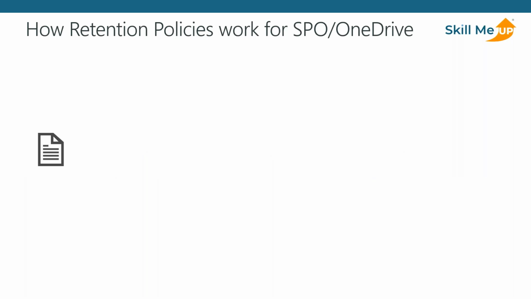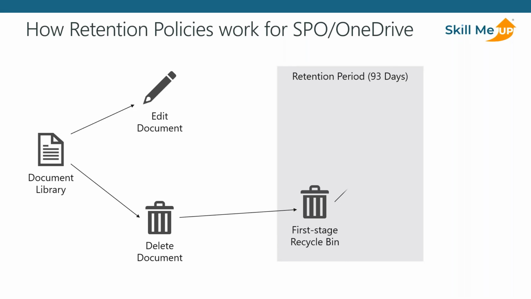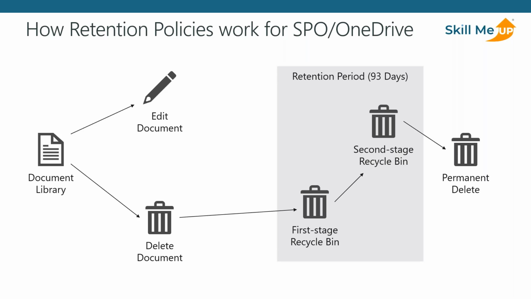So how does retention apply for SharePoint Online and OneDrive? If the content is not modified or deleted during the retention period, it's moved to the first stage recycle bin at the end of the retention period. If a user then deletes the content from there, or empties the recycle bin, which is known as purging, the document is then moved to the second stage. There's a 93-day retention period that spans both the first and second stage recycle bin. At the end of the 93 days, the document is permanently deleted from wherever it resides, in either the first or the second stage recycle bin.